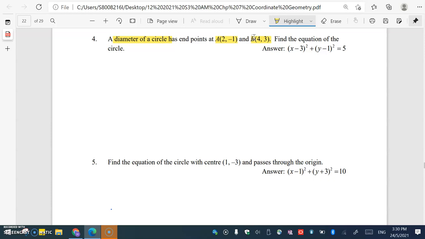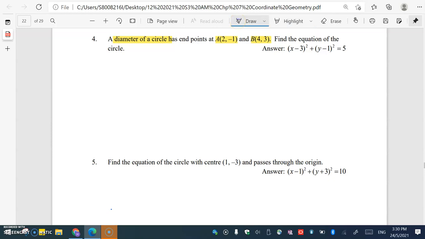All right, so to find the equation of the circle, we need the center. The other thing that we need is the length of the radius. Well, if I know the center of the circle, then it's not a problem to find the length of the radius. So let's do our calculation then.